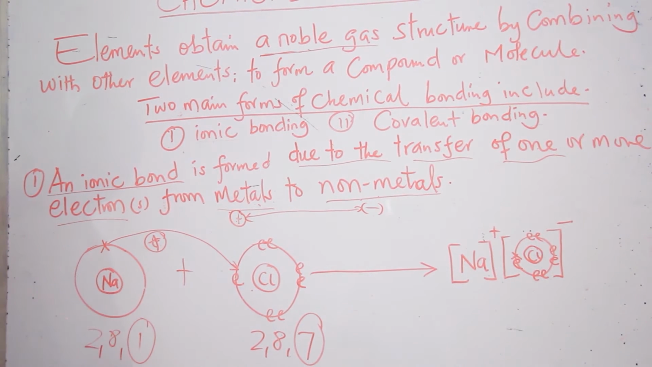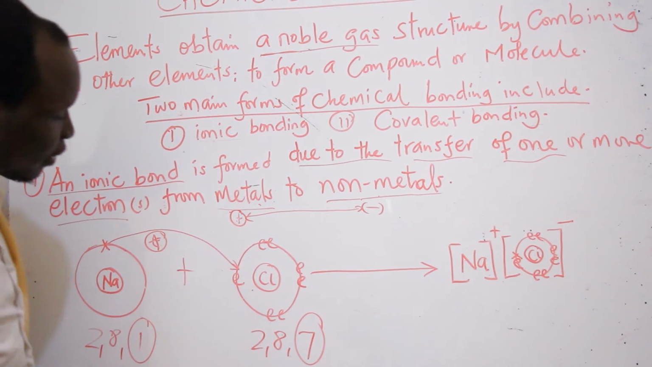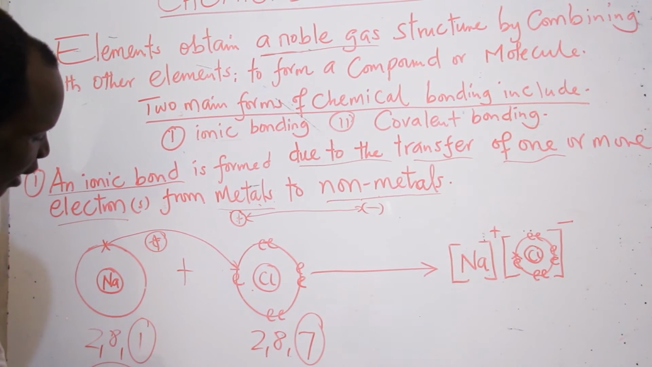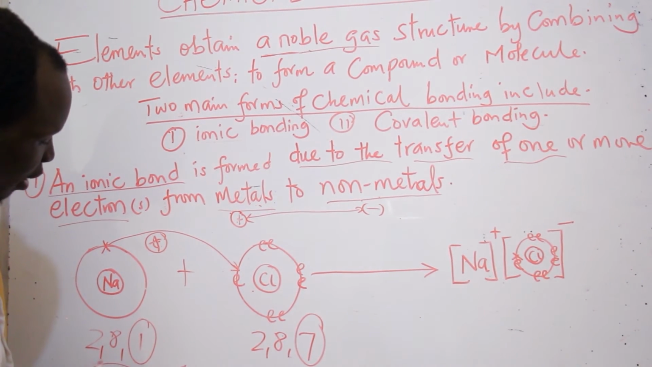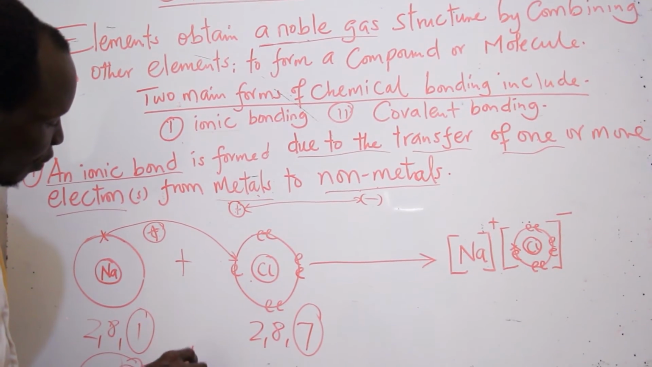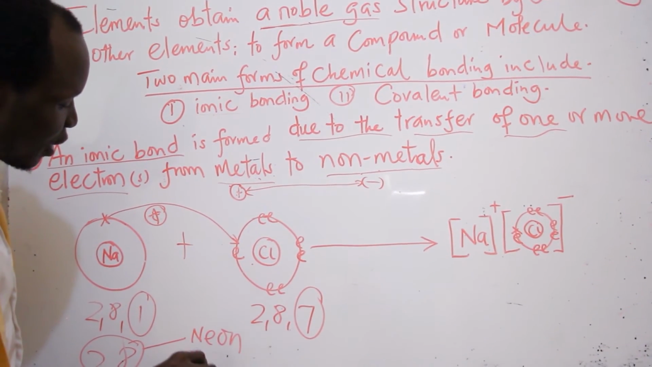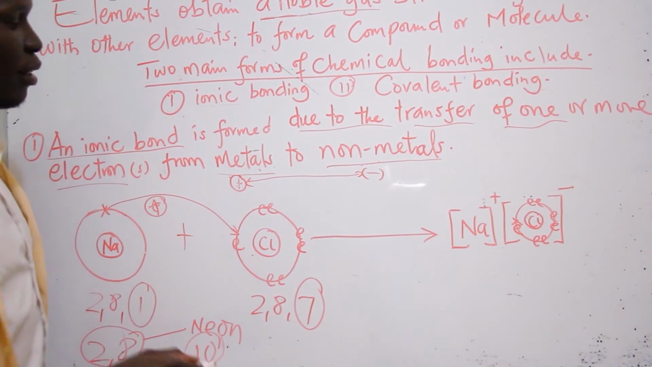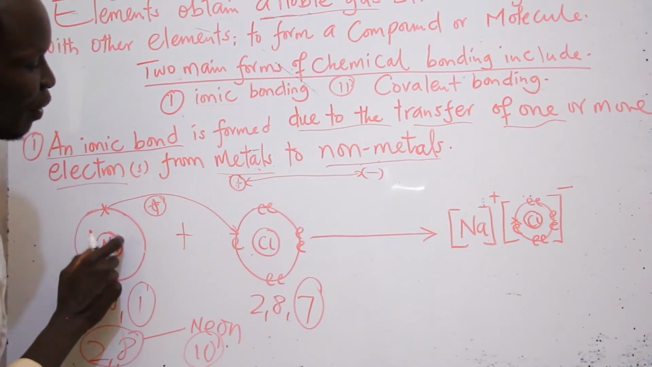As sodium loses it, it remains with 2, 8. That means it is already attaining the noble gas structure. The example of this noble gas structure is neon, which has 10 electrons. And then this compound becomes very stable.